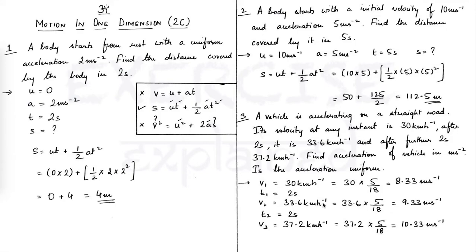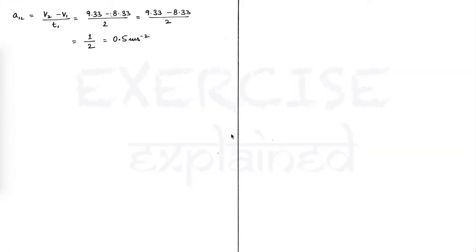So 33.6 kilometers per hour I convert to meter per second. I multiply by 5 by 18. Whenever converting kilometer per hour to meter per second, we multiply by 5 by 18. So 33.6 into 5 by 18 gives me 9.33 meter per second. T2 is given as again 2 seconds, and V3, that is the velocity, is 37.2 kilometer per hour. Converted to meter per second, we get 10.33 meter per second.